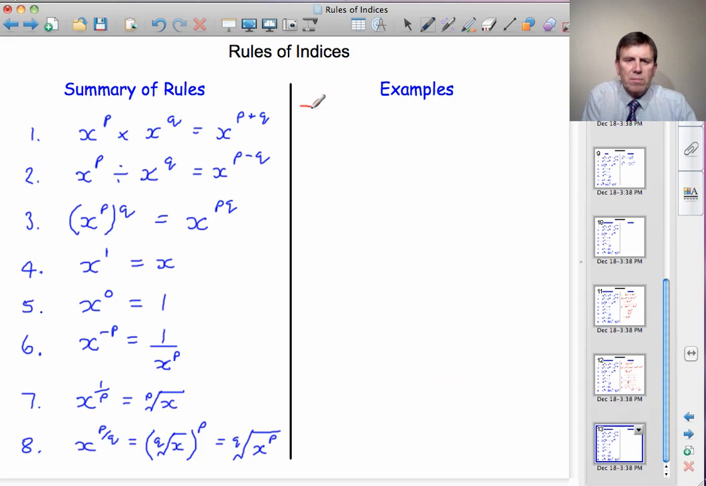Example 7. 8 to the power a third. 8 to the power a third means the cubic root of 8. Well, the cubic root of 8 is 2. 2 times 2 times 2 gives you 8.